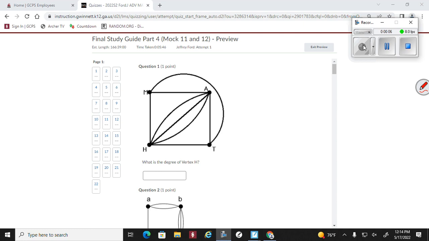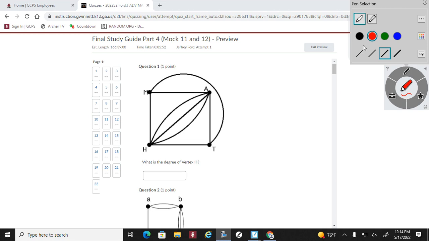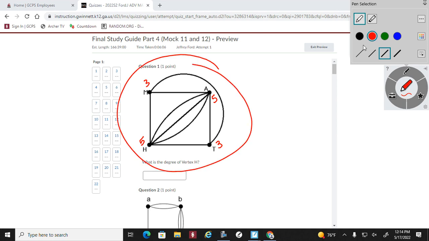All right, question number 1, what is the degree of the vertex H? I'm just going to go ahead and do everything. It just makes life a lot easier here. The degree of vertex H is being connected 5 times. M is being connected 3 times. A is being connected 5 times. And then T is being connected 3 times. All together, I know the question's not asking, but the answer would be 16. That's not the right answer, though.